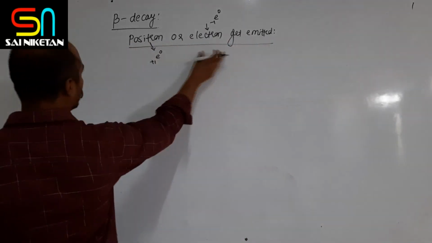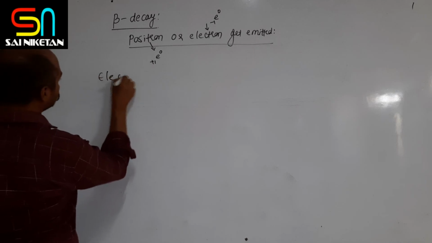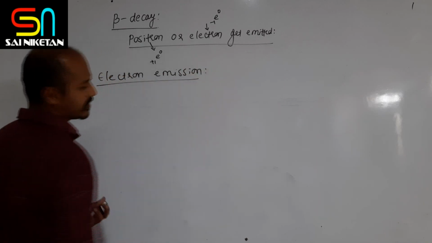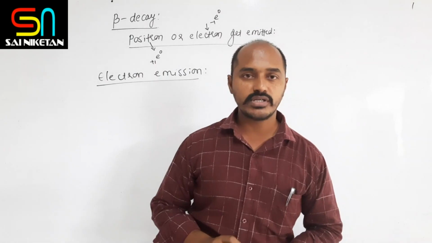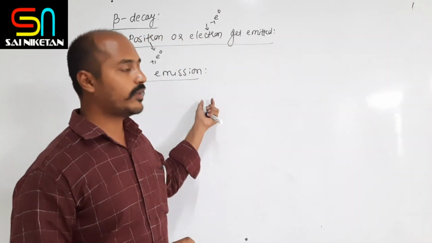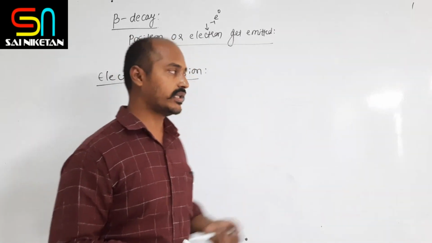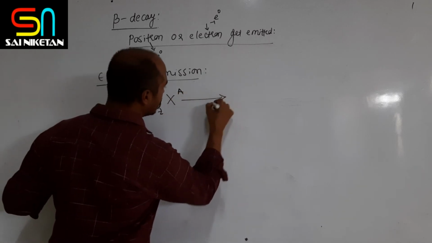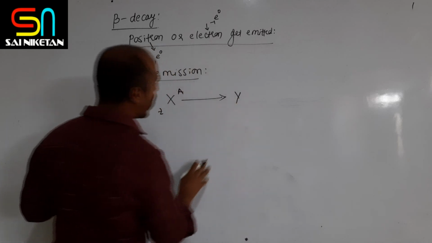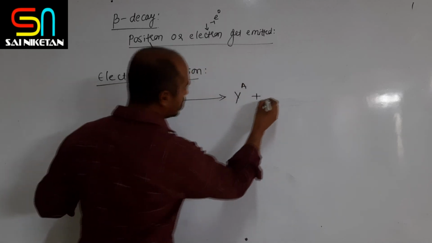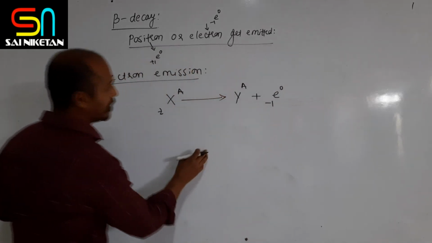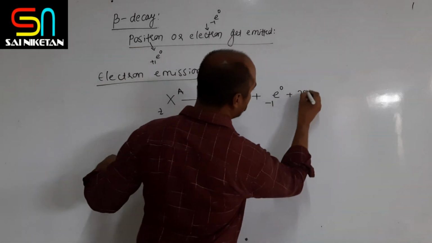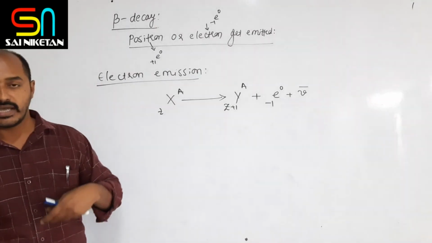So let us see what happens if the electron emission takes place. I'll write the equation first, and after writing the equation we'll get a clear picture and then the explanation. If the parent nucleus X with mass number A and atomic number Z undergoes electron emission, it forms the daughter nucleus Y with mass number A, and here an electron is emitted. The atomic number becomes Z plus 1, and here an antineutrino is also emitted. So this is what the equation is.